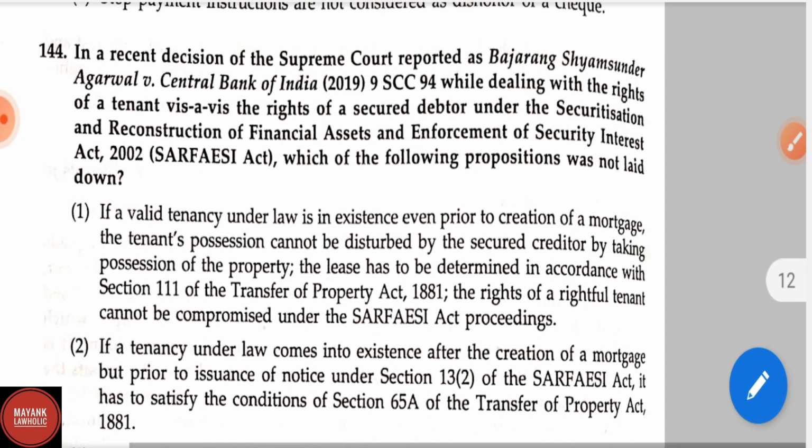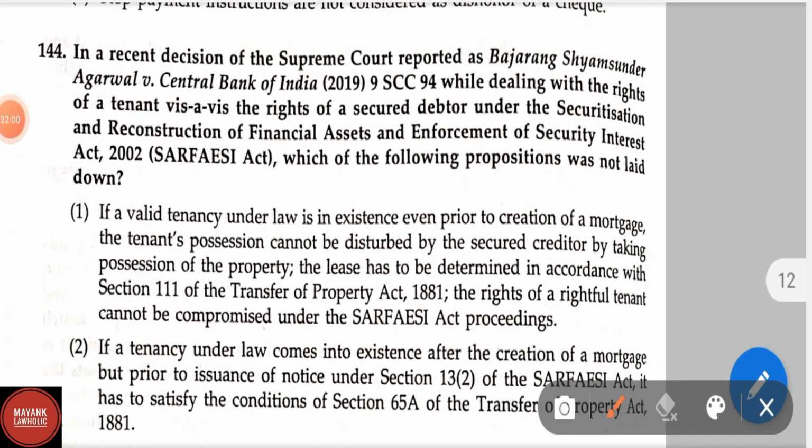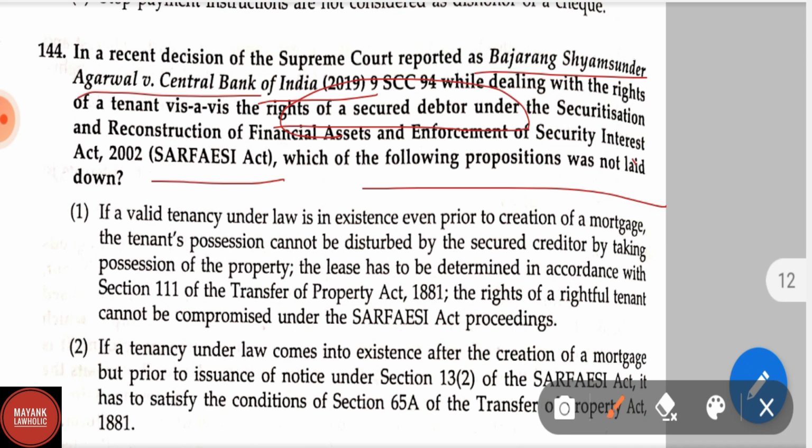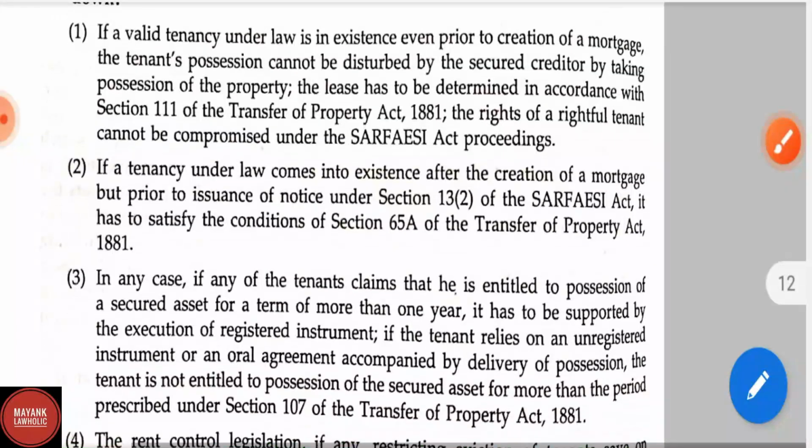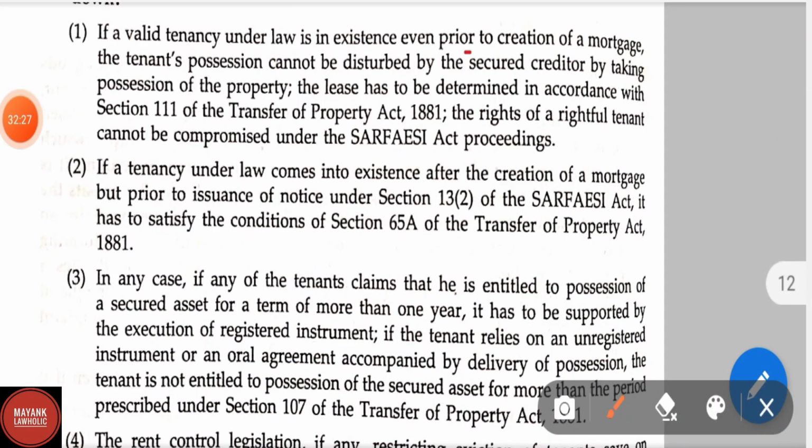Now let us see the question number 144. In a recent decision of the Supreme Court reported as Bajrang Shyam Sundar Agarwal versus Central Bank of India 2019 SCC, while dealing with the rights of tenant vis-a-vis the rights of a secured creditor under the Securitization and Reconstruction of Financial Assets and Enforcement of Security Interest Act 2000, SARFAESI Act, which of the following propositions was not laid down? Option 1: if a valid tenancy under law is in existence even prior to the creation of a mortgage, the tenant's possession cannot be disturbed by the secured creditor by taking possession of the property.